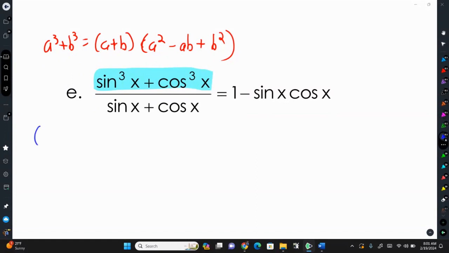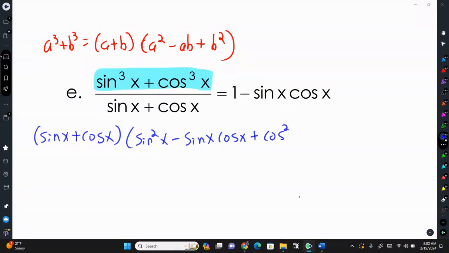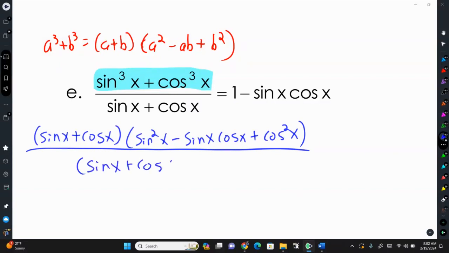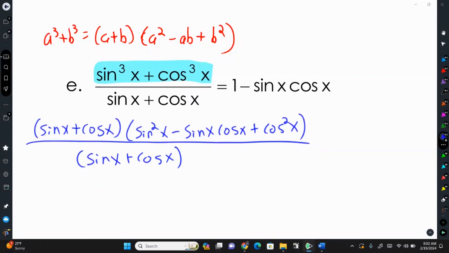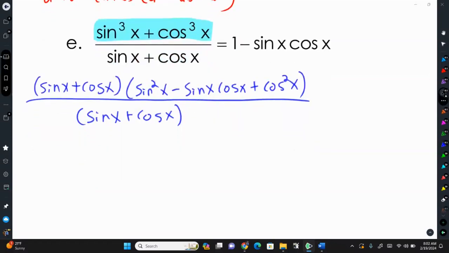So a plus b, so sine x plus cosine x times sine squared x minus sine x cosine x plus b squared, so plus cosine squared x, all over sine x plus cosine x. And I think you can see where this is going. We're going to cancel these off.